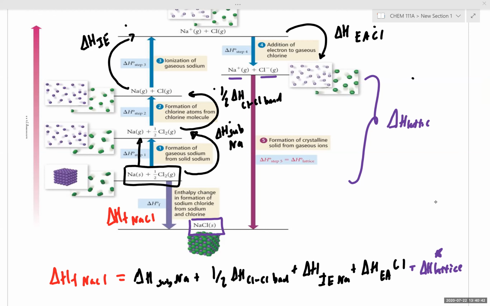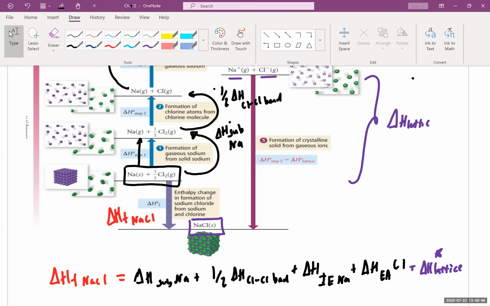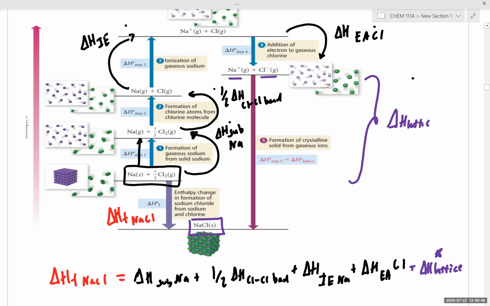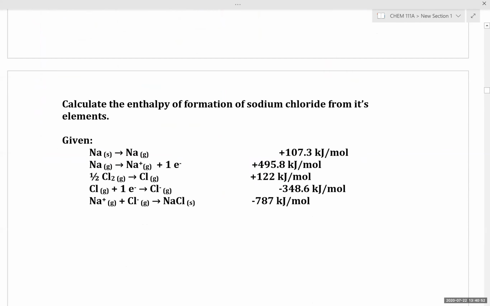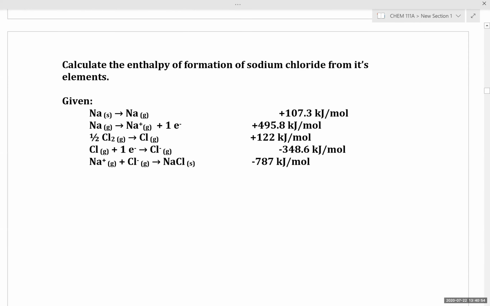So this is a nice overview, but let's show how we actually solve problems using the Born-Haber cycle and Hess's law. First and foremost, let's suppose we're asked to calculate the enthalpy of formation of sodium chloride from its elements. To do that, we are going to first think about what equation we're aiming for.